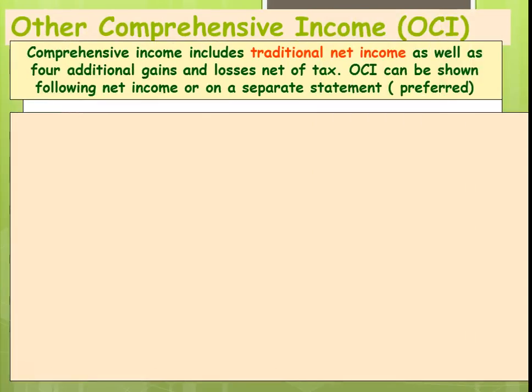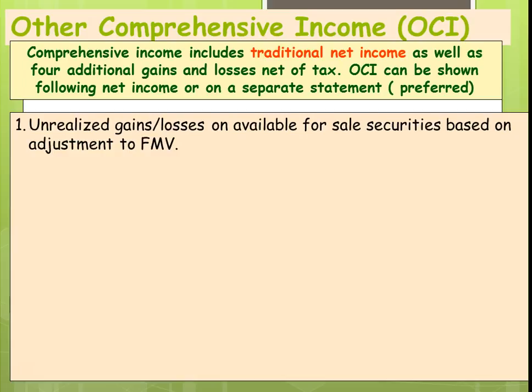Now, another thing we should talk about is other comprehensive income. This is a separate category, and usually it's shown as a separate statement following net income. It includes items that bypass the income statement, and they're always shown net of tax. One example would be any unrealized gain or losses on available for sale securities based on adjustment to fair market value. We cover that later in the chapter.